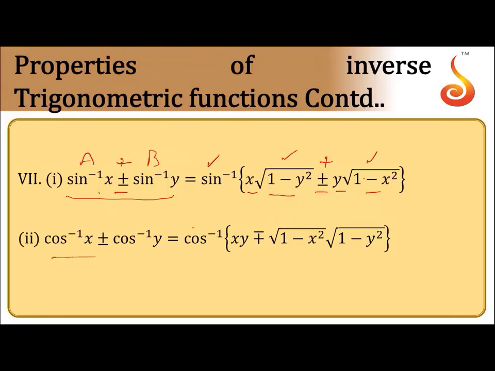In the same way, cos of a plus b is written as cos a cos b, and the sign changes to minus sin a sin b. Here it will get a minus sign. So cos inverse x plus cos inverse y equals cos inverse of xy minus root over 1 minus x square times root of 1 minus y square.